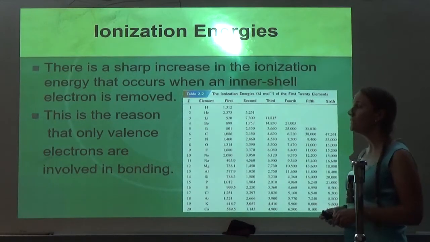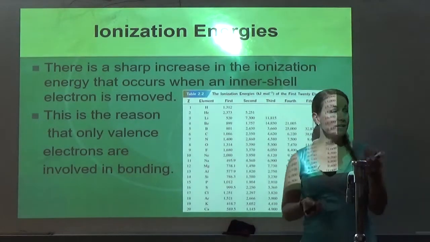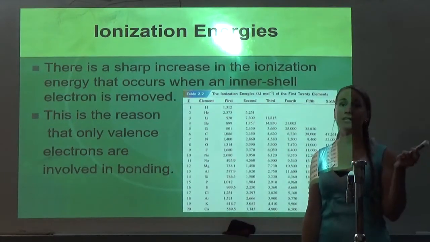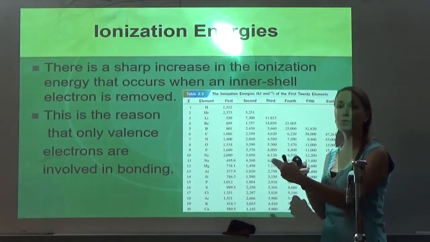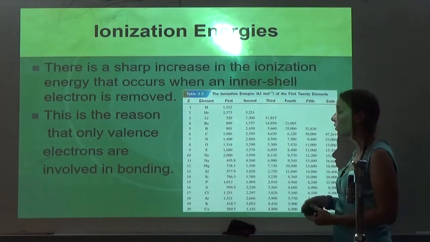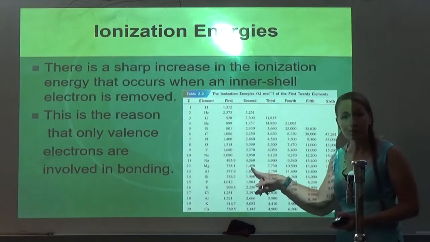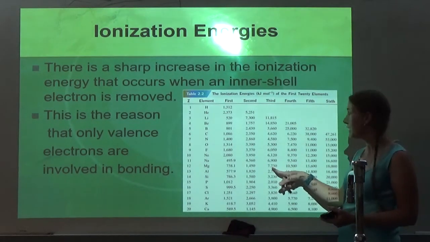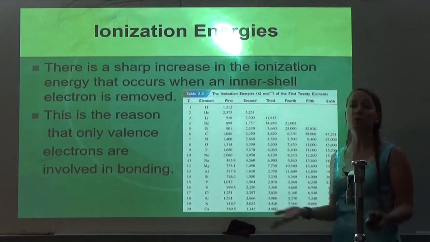This is the reason that only valence electrons are involved in bonding. For example, if you look at the periodic table, magnesium has 2 valence electrons. So my first and second ionization energies should be normal in size, but for the third one I should see a much larger increase because I'm removing a core electron. Looking at magnesium, we have about 700, then about 1,400, then we jump to almost 8,000, it's 7,700. That's why at the third ionization energy we have that huge jump, because now we're removing a core electron.